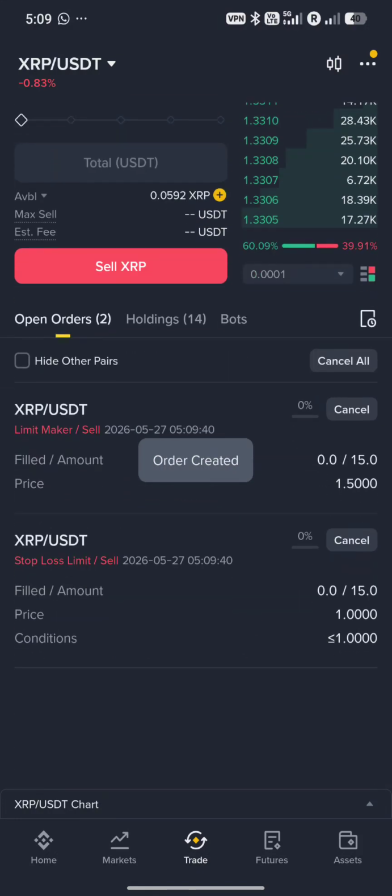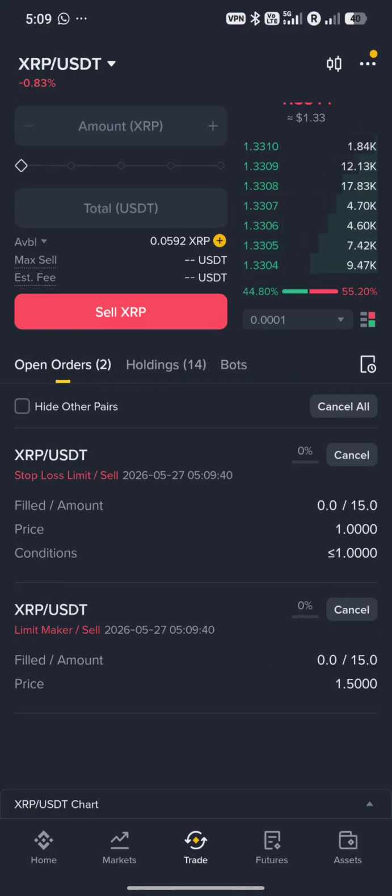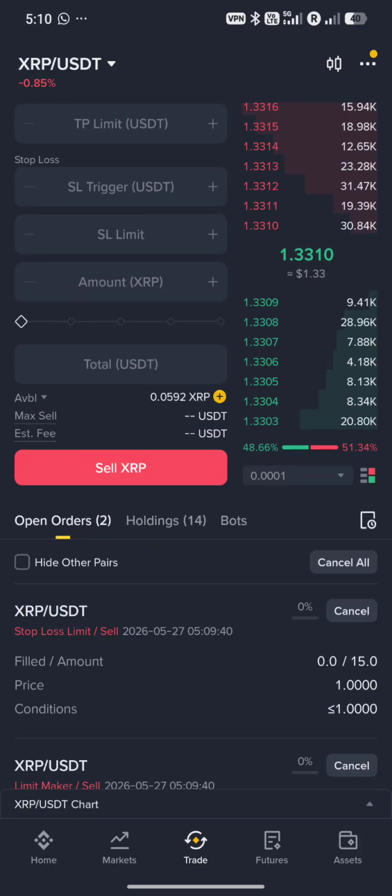Once you sell it, you can see two orders. You see one at 1.0. The 1.0 is my stop loss. If price drops to 1.0, I don't want to be in this market. While the other one, 1.5, is my take profit. If price reaches 1.5, take profit, help me to take the profit. So that's just basically it. It's very, very straightforward and very, very simple.